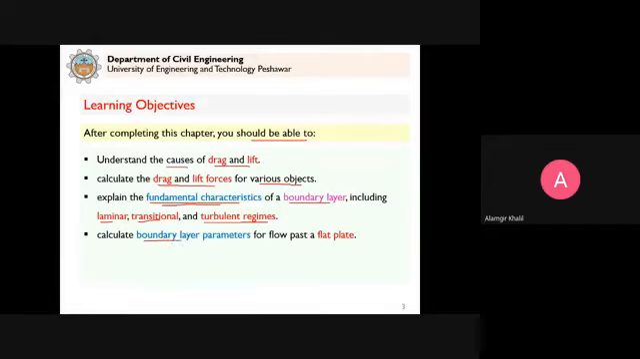Similarly, we will learn how to calculate the boundary layer parameters. For example, the shear stress and the thickness of the boundary layer for flow past a flat plate. And you should be able to provide a description of boundary layer separation after we complete this chapter. So we will study what is boundary layer separation, why it occurs, and what are the effects when we have boundary layer separation. Clear? So after finishing this chapter, you should be able to answer all these questions.